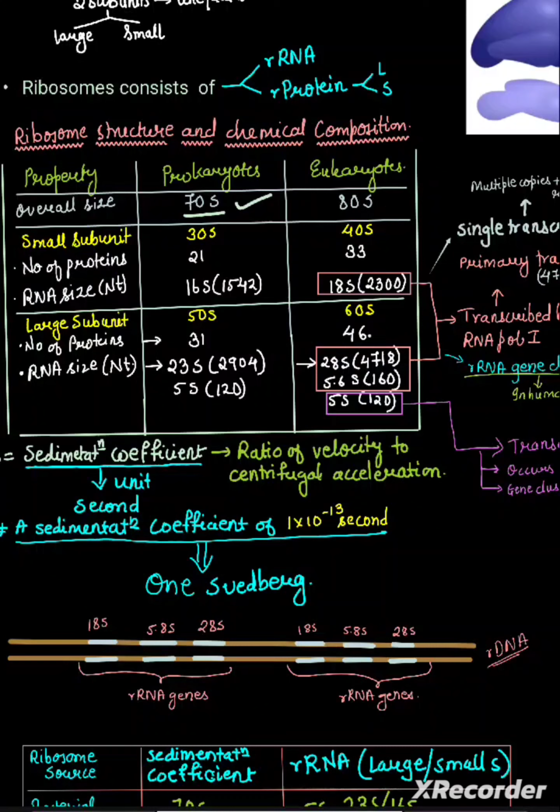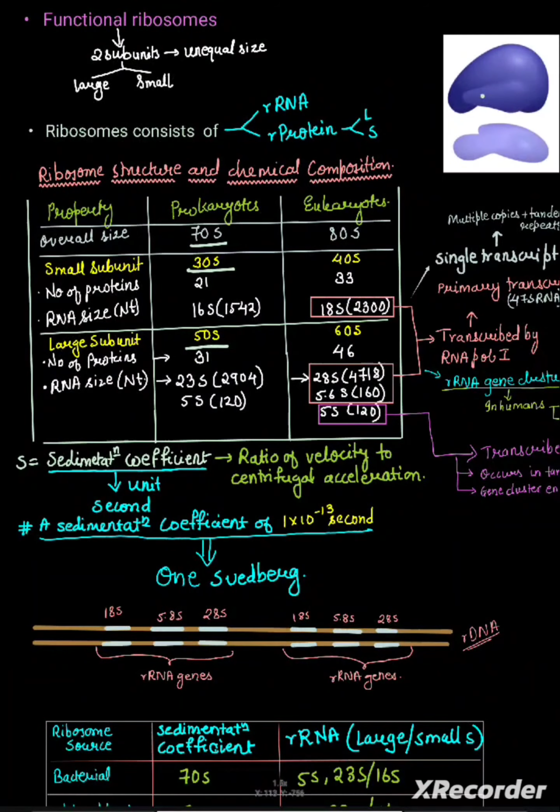Now in prokaryotes, if you add 50S and 30S, you will get 70S. But what is S? S is the sedimentation coefficient. Basically, you centrifuge it, and based on where it gets separated you find your sedimentation coefficient, which is basically the ratio of velocity to centrifugal acceleration. Now, the sedimentation coefficient and the Svedberg unit are two different things.